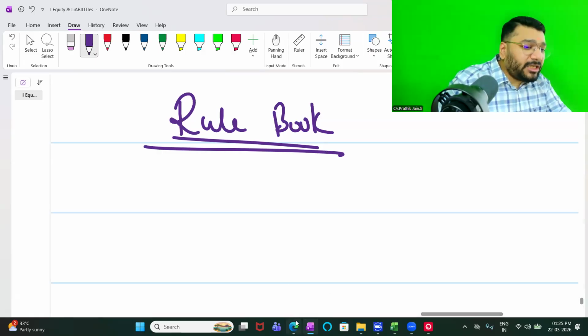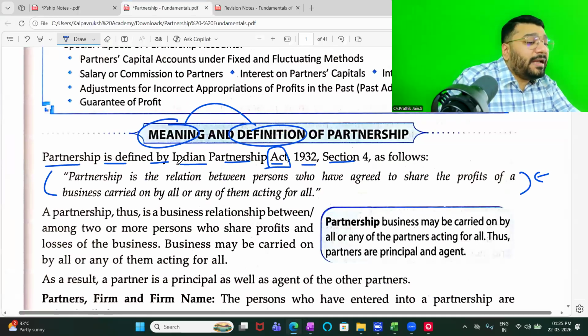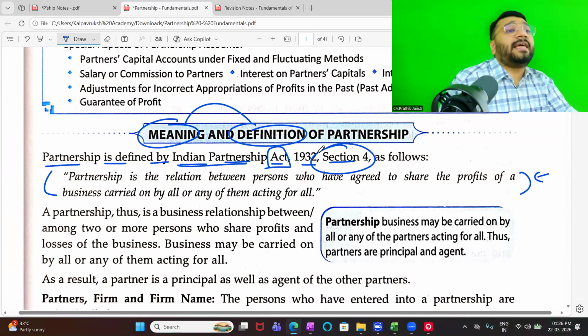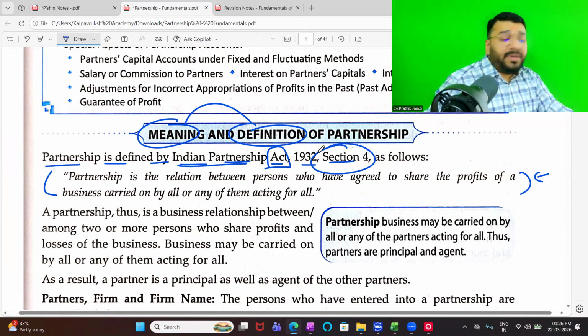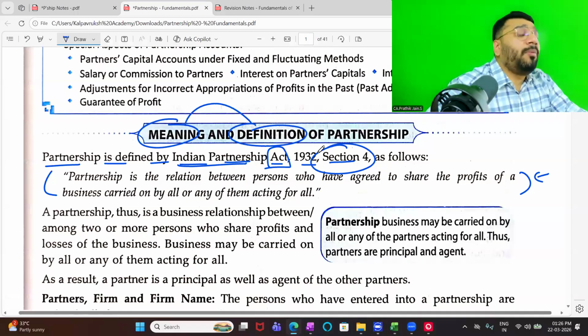All of you clear which partnership act we are studying? Indian Partnership Act 1932. You have to remember this conveniently, right? In that, there are multiple sections. In that, section 4 talks about the definition of partnership. Sir, in exam will definition be asked? The probability is less. But you can't say it will not be asked.